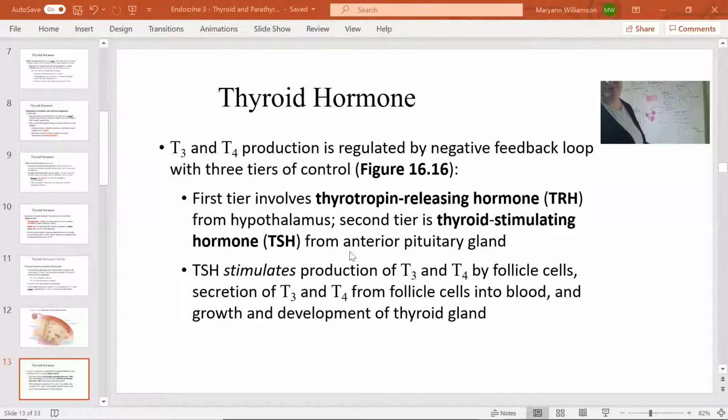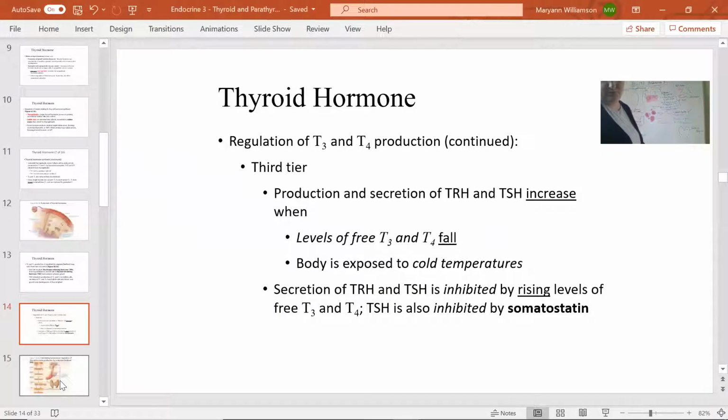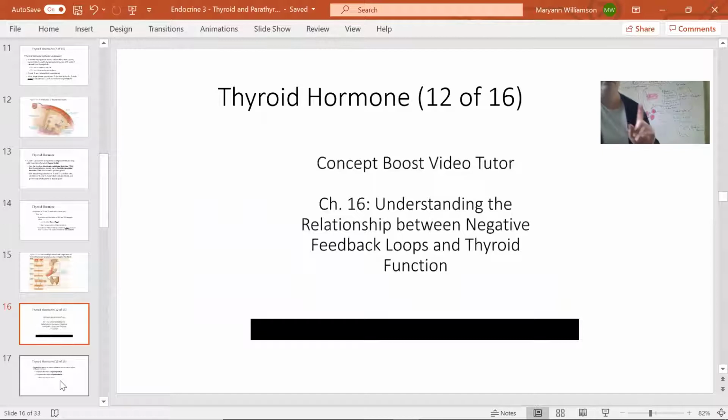All right, so we talked about this. So if T3 and T4 levels go down, thyroid releasing hormone and thyroid stimulating hormone levels increase. Right, here we have the tiers in the book. And I encourage you to watch this video at home. There's a video here on slide 16.